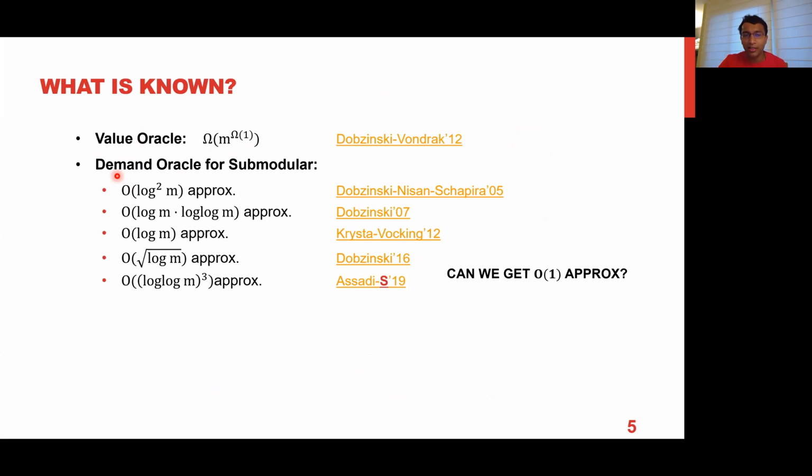However, using the demand oracle, over the last 15 years or so, there has been a sequence of results. It started off with some work of Dobzinski, Nisan, and Schapira, who got a log squared m approximation, and gradually it has been improved. In particular, in our FOCS 2019 paper with Sepehr, we got a polyloglog m result, so log m cubed for submodular bidders using the demand oracle. The main underlying open question here is, can we get a constant approximation using the demand oracle for submodular bidders? Although there was a lot of progress for submodular bidders, for subadditive bidders, the more general valuation class, which is a very important class, this remains open.